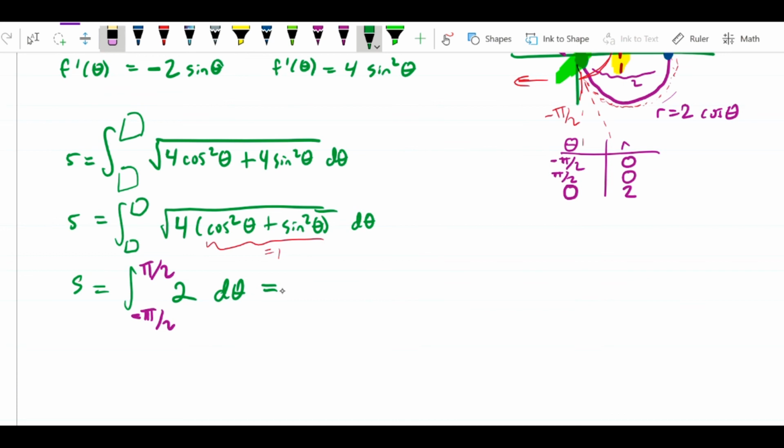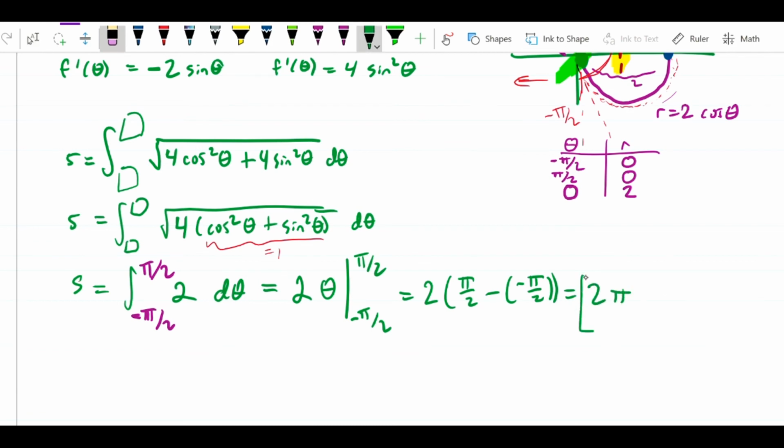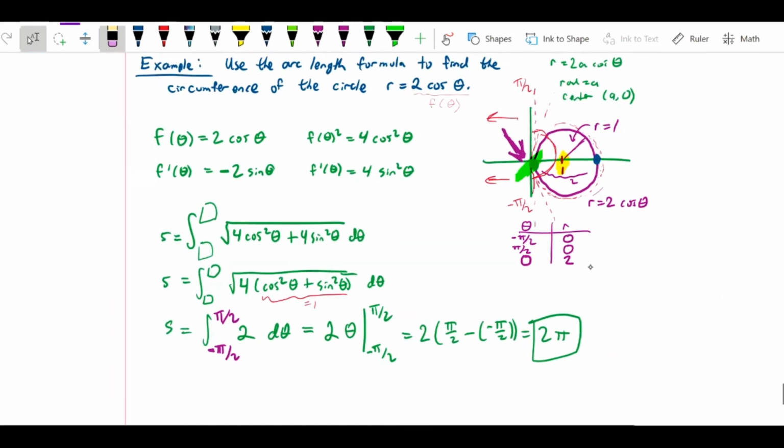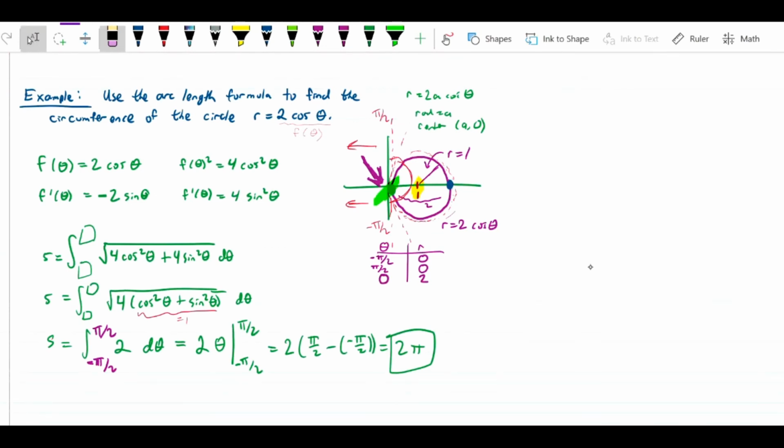So let's actually evaluate this integral. The antiderivative of 2 with respect to theta is 2 theta, from negative pi over 2 to pi over 2. And that gives us 2 times pi over 2 minus 2 times negative pi over 2, which equals 2 pi. And that's, of course, exactly what we would have expected the circumference of a circle of radius 1 to be. But we found it this way.